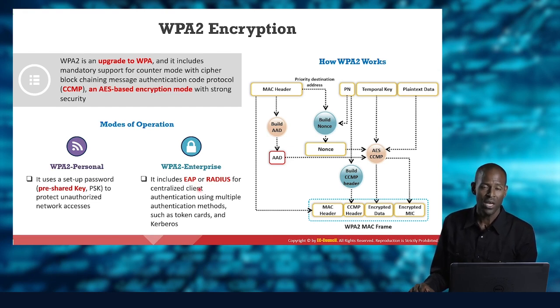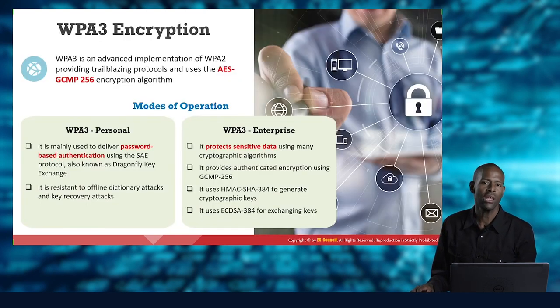Like for instance, I can have biometrics, I can have certificates, I can have all kinds of stuff with EAP and WPA2 Enterprise. But WPA2 eventually is going to run its course, and hopefully at some point everybody will have WPA3 encryption, which is way better with AES GCMP 256.